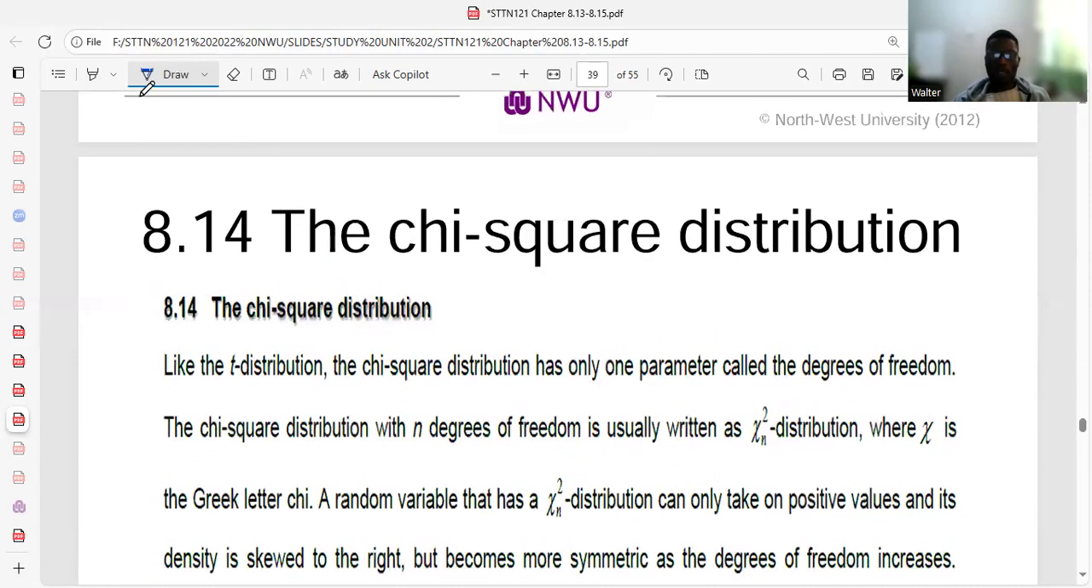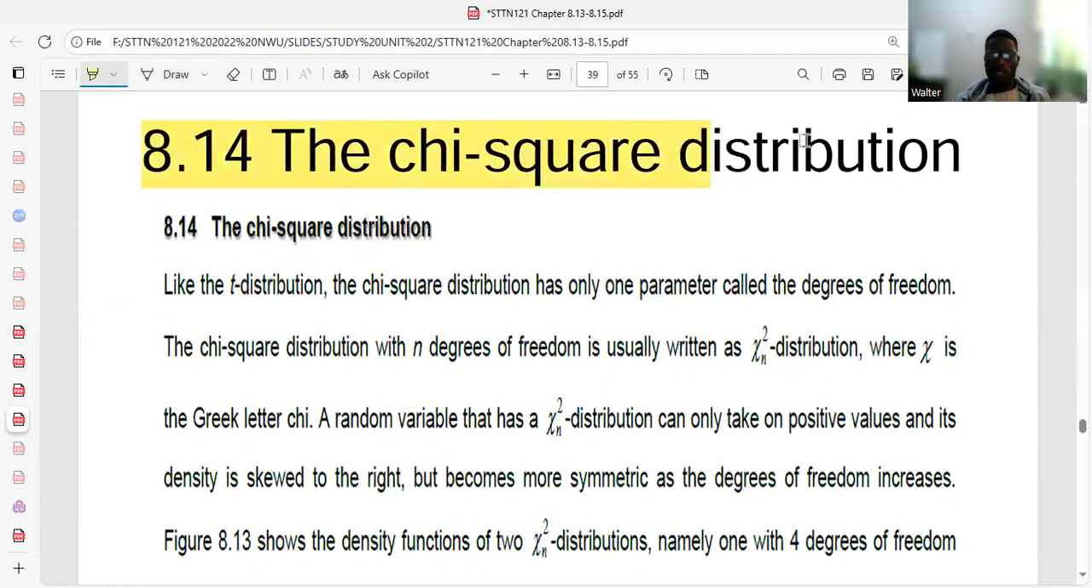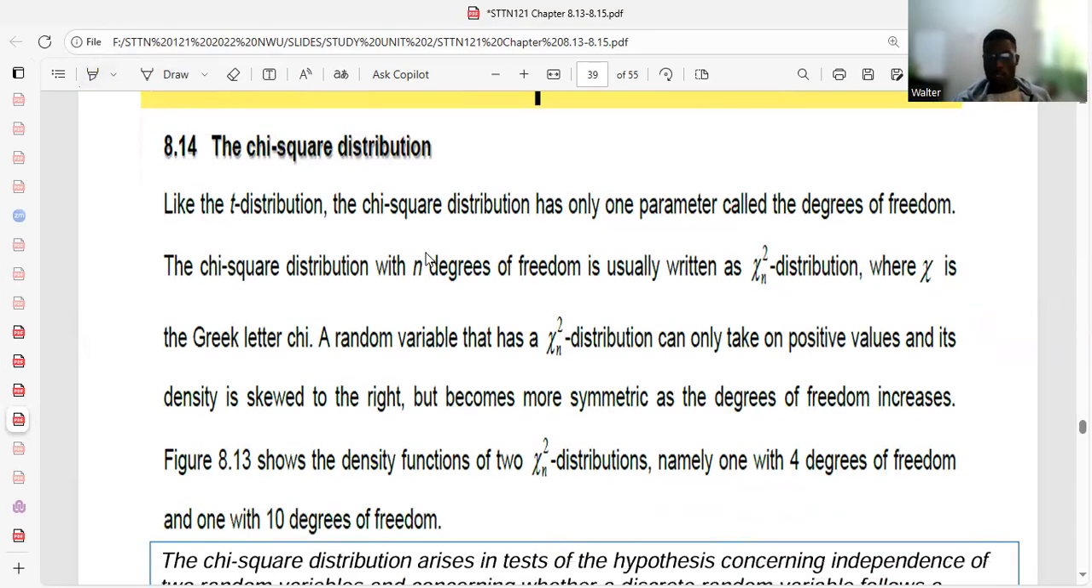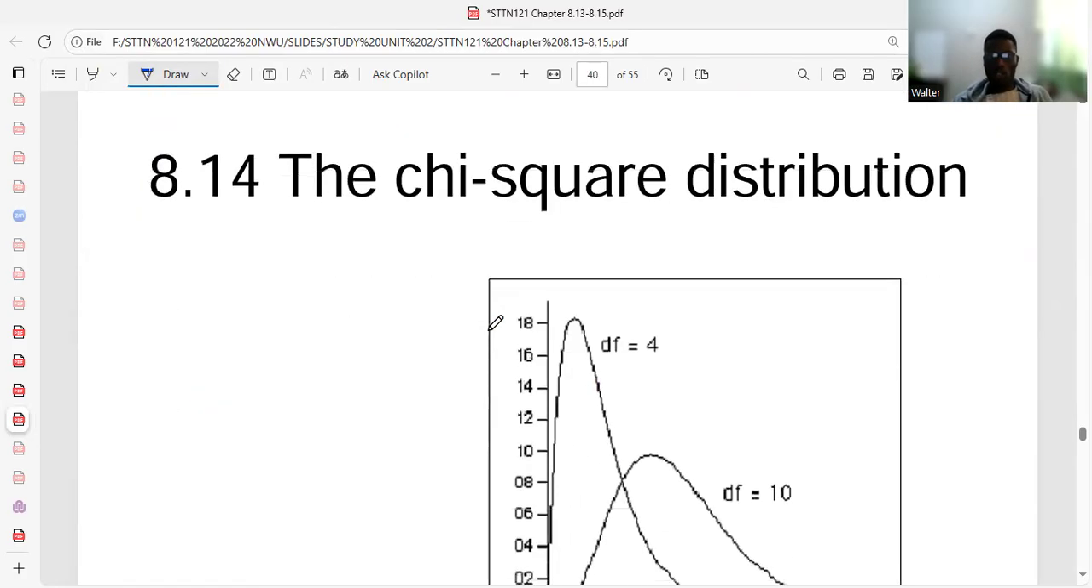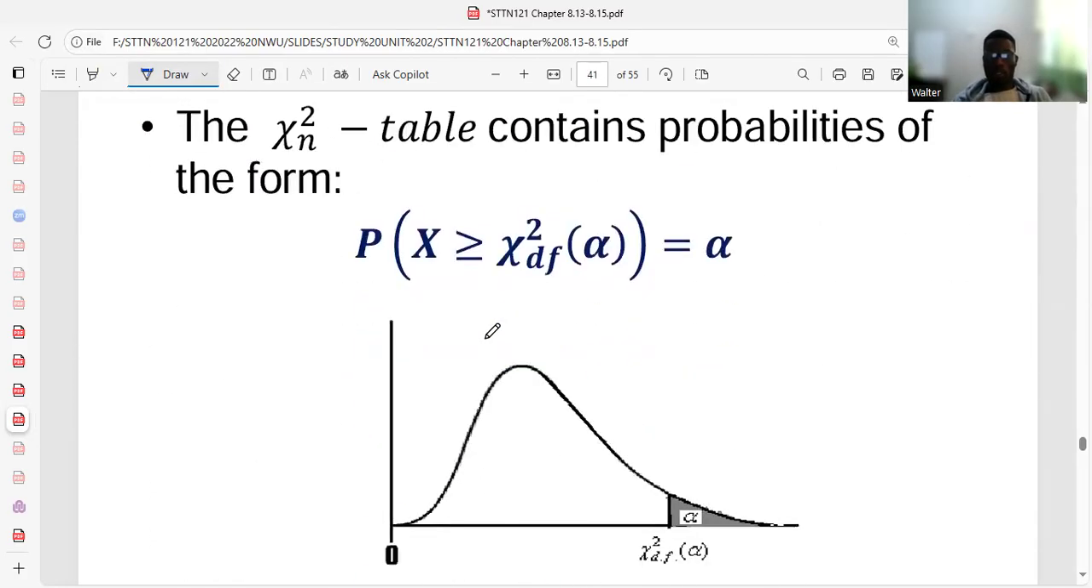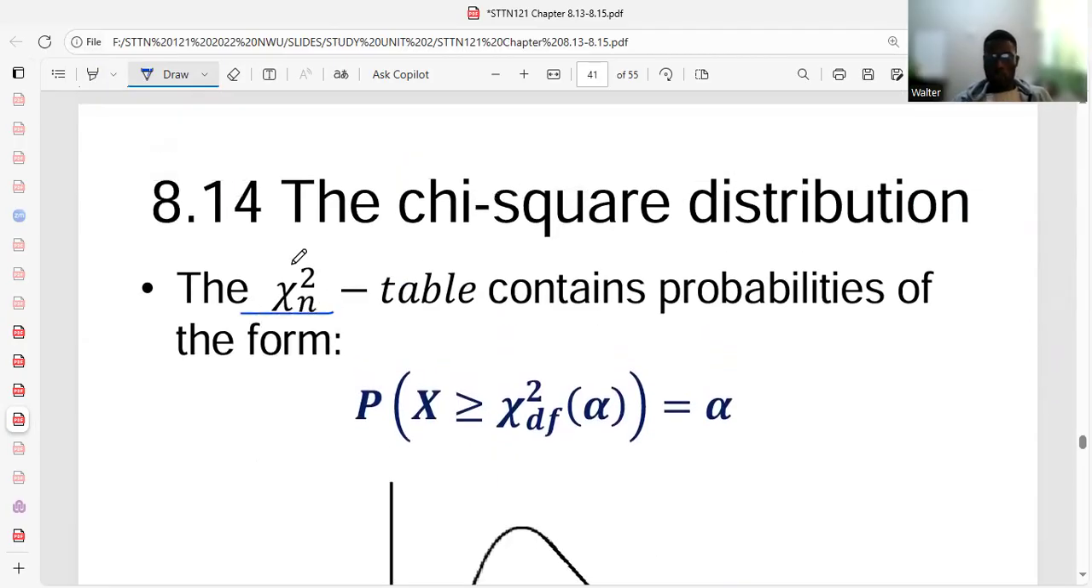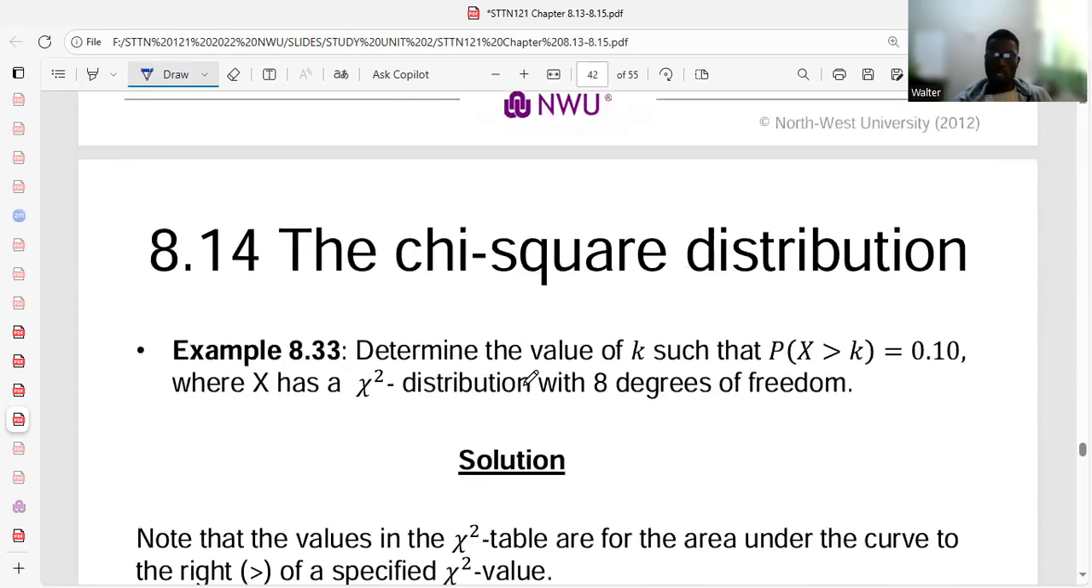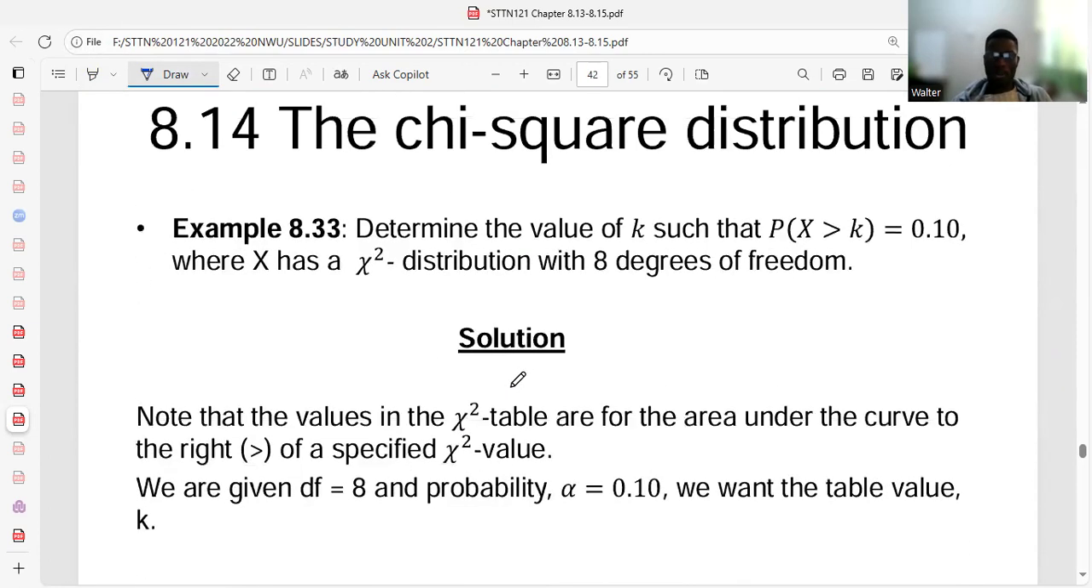Okay, guys, the chi-square distribution. Let's look at how they calculate the chi-square. This is the symbol for the chi-square, X squared n distribution. I'm going to show you the formula of the chi-square. Do you remember I said this one is for the chi-square, and we also have a table for the chi-square. They said x is greater or equal to this thing that will give you a value of the chi-square. Let's look at the question so that I can show you something.